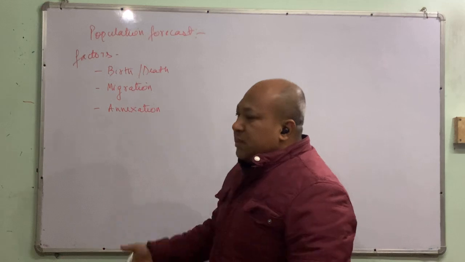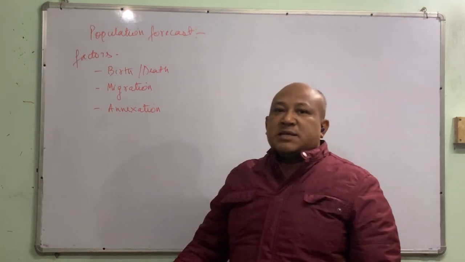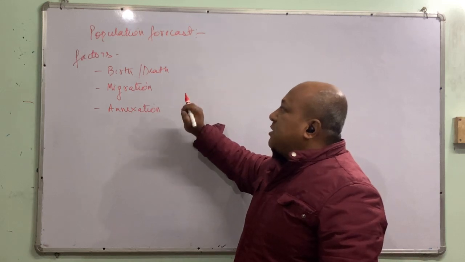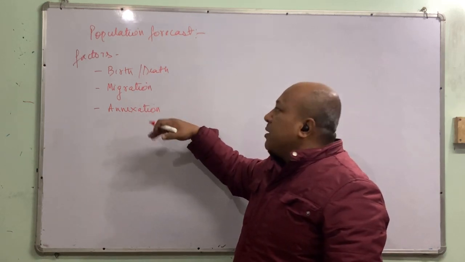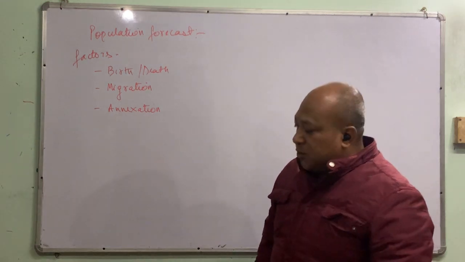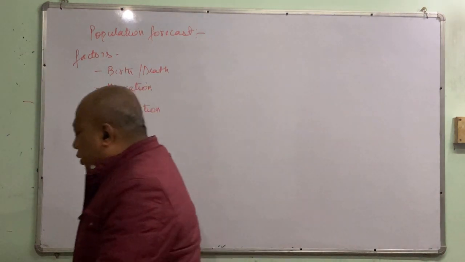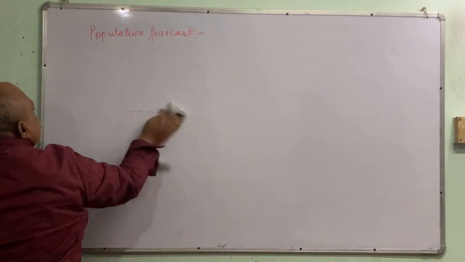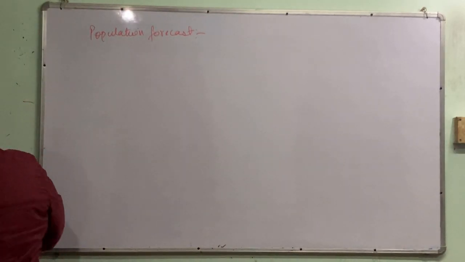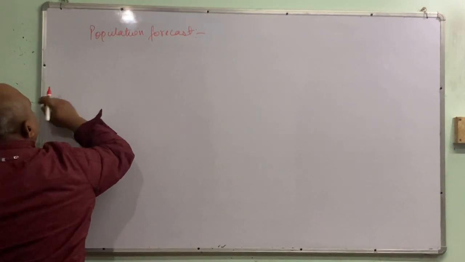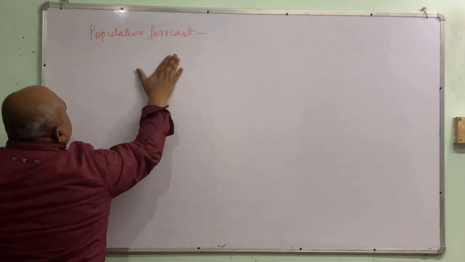But in 2 marks in Public Service Commission or any GATE exams, these points you have to remember. The population depends on birth or death, migrations, annexations. So these are some few points you have to remember. Now, different techniques: first, how to forecast the population. There are different techniques.